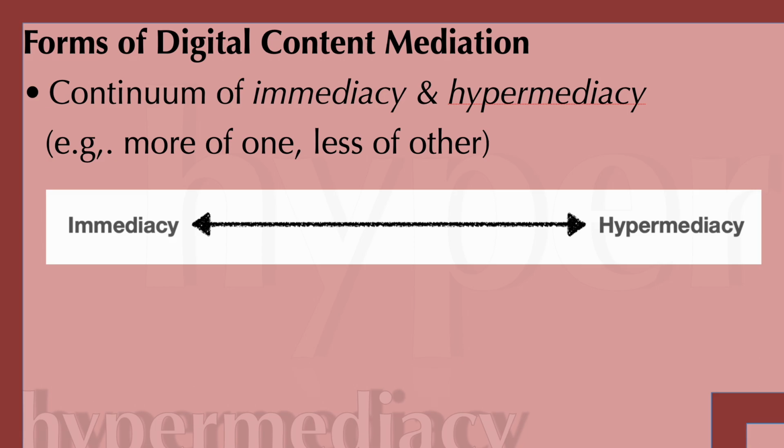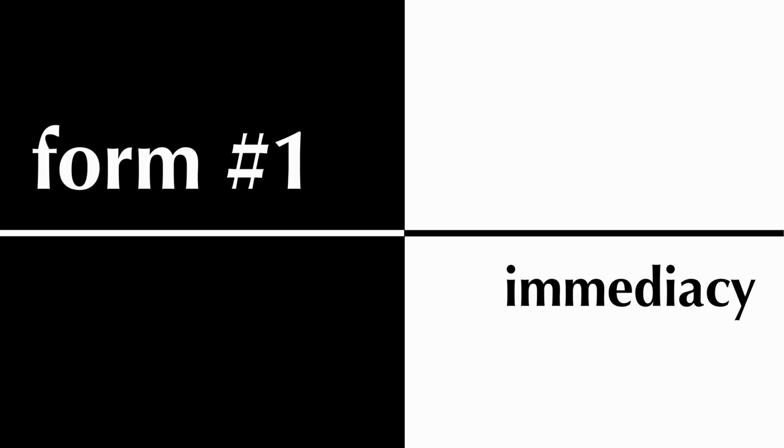It's important to start off with number one and two, immediacy and hypermediacy, because there's a continuum, as you see from this diagram. More of one has less of the other. So you have more immediacy, less hypermediacy, more hypermediacy, less immediacy. So again, the first of the three forms was immediacy. The second was hypermediacy, and that's the one for today.